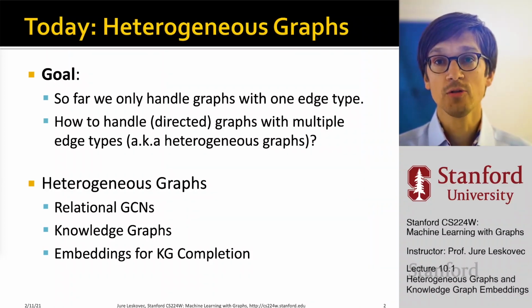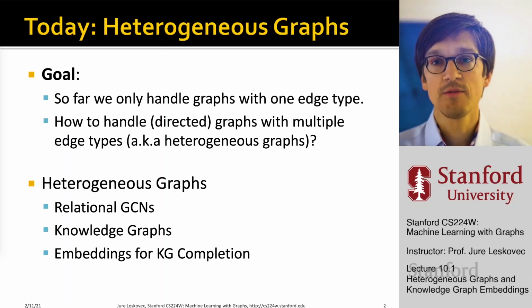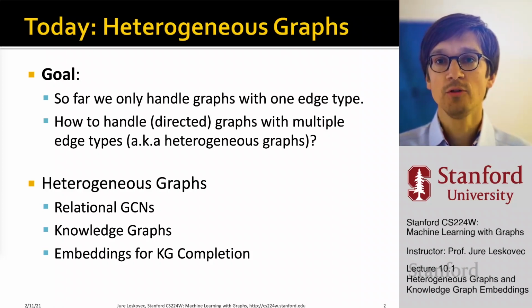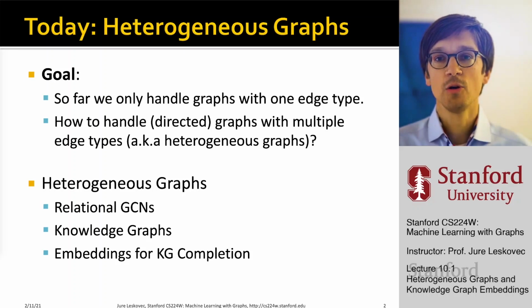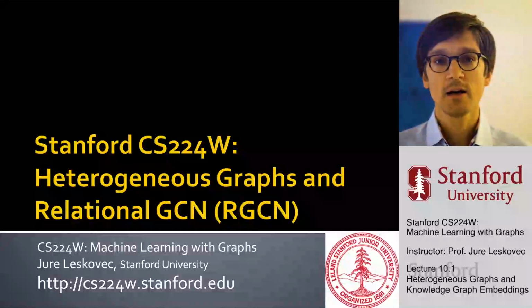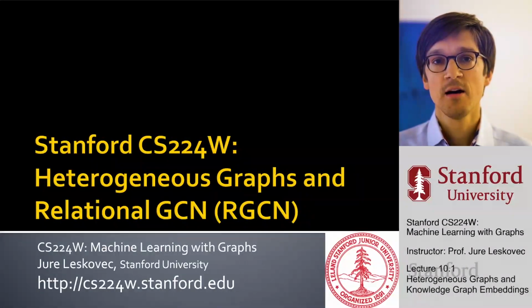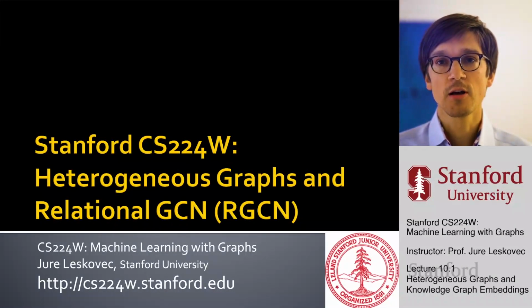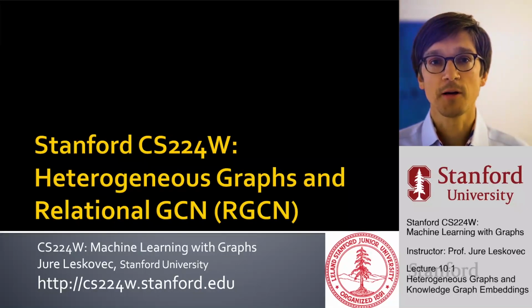And what we are going to talk about today in the first part is relational GCN, which takes care of different edge types, different relation types. And then we are going to talk more specifically about knowledge graphs, which are a class of heterogeneous graphs. How do we do knowledge graph embedding, and also how do we do a very common task called knowledge graph completion. So let's start with heterogeneous graphs and discuss relational GCN, the relational graph convolutional neural network.